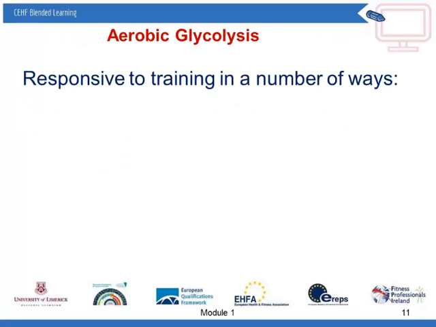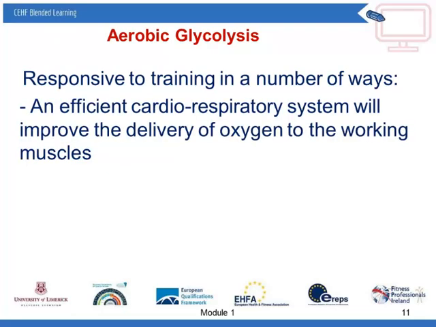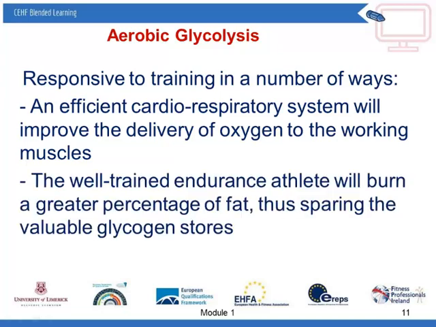This system is responsive to training in a number of ways. Firstly, an efficient cardiorespiratory system will improve the delivery of oxygen to the working muscles. In other words, if our heart and lungs are efficient, they will be able to bring oxygen to the working muscles more easily. The well-trained endurance athlete will burn a greater percentage of fat, so that they will be able to spare their valuable glycogen stores. This means that when they want to increase their pace, they'll be able to call on those stores of glycogen, which will then allow them to work at a higher intensity.